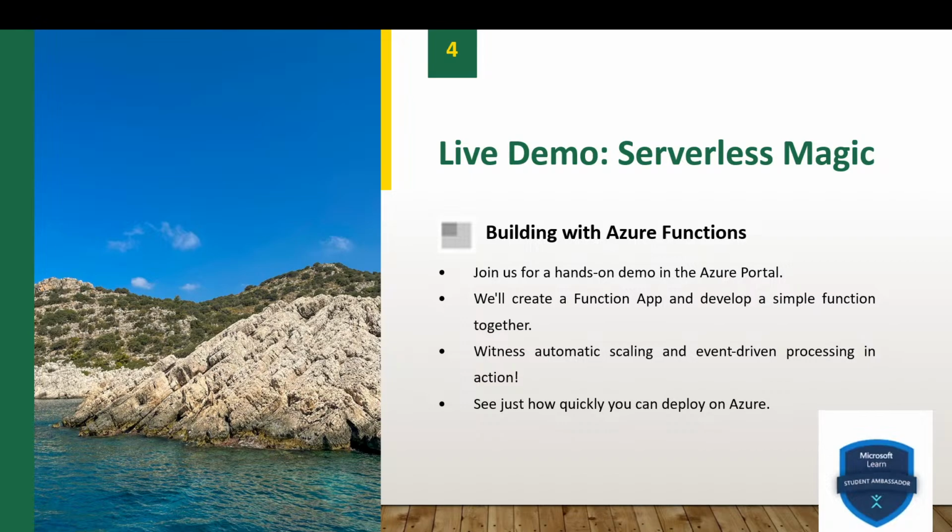Step 5. Clean up resources. Delete the function app, and it is optional. If you're done experimenting and you want to avoid incurring any cost, you can delete the function app. Go back to the function app resource in the Azure portal and in the overview section, click on delete.